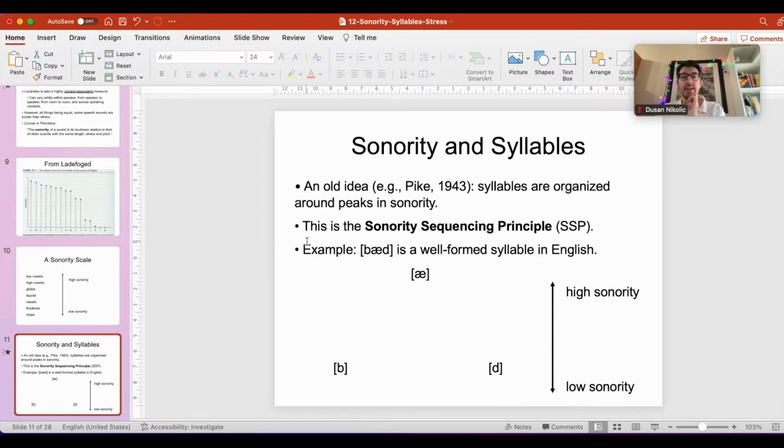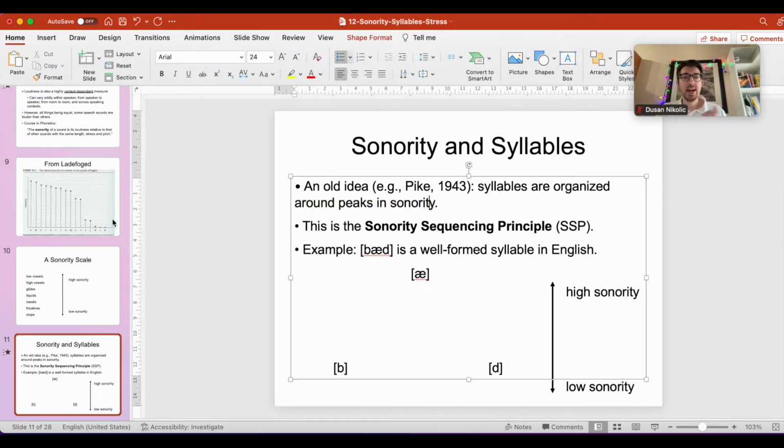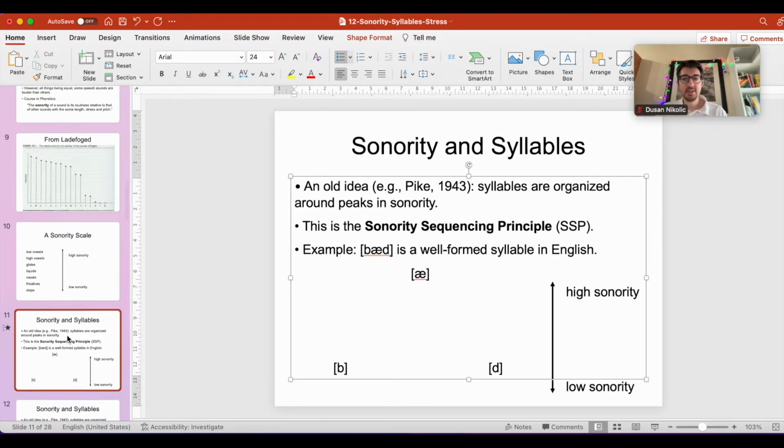So this is an old idea from Pike, 1943, who said that syllables are organized around peaks in sonority. Now that we know which speech sounds are more sonorous or less sonorous, we can say there is some pattern there, right? And what kind of pattern is this? This is the sonority sequencing principle, as I said, developed by Pike, sort of a grandfather of structural linguistics.